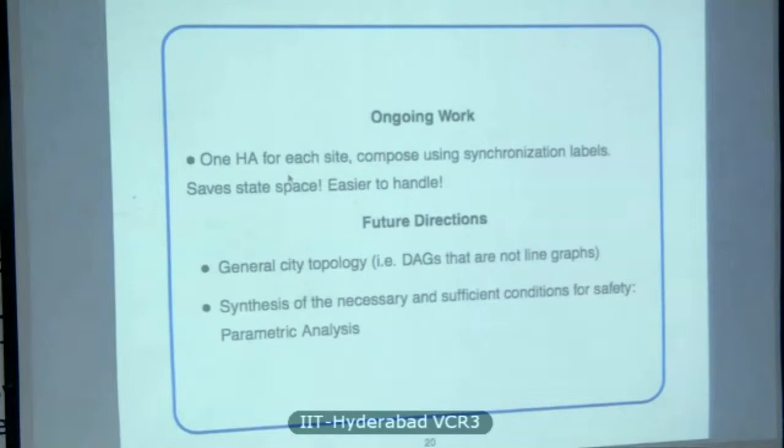Future directions: general city topology. I'm kind of skeptical about it, but that's one thing one can explore. What do you mean by general city topology? The DAGs are not line graphs, it's a general graph. And the synthesis of necessary and sufficient conditions for safety: is it possible to generate sufficient conditions rather than just verify? Many of these tools allow that, and we are looking at it.